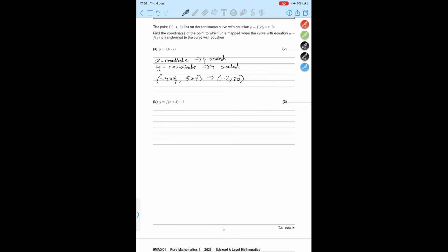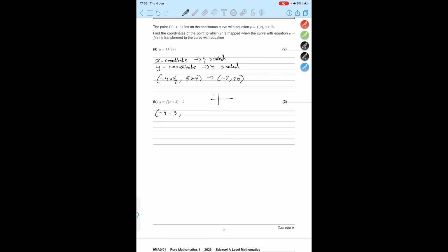Now part B, y equals f(x + 3) - 2. Again, let's think about what f(x + 3) means. Let's isolate this box here. It essentially means that if we have the point (-4, 5), which we'll say is around here, we're going to shift it to the left by 3, because f(x + 3) means move your x coordinate to the left by 3. So we would go from -4 to -4 - 3.